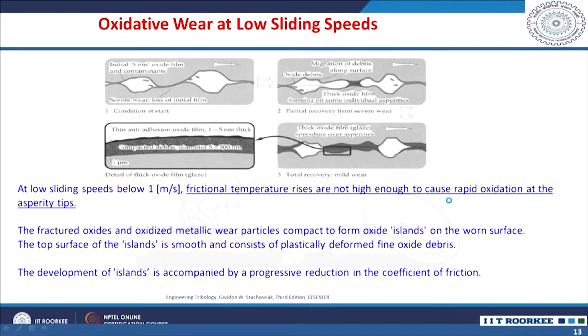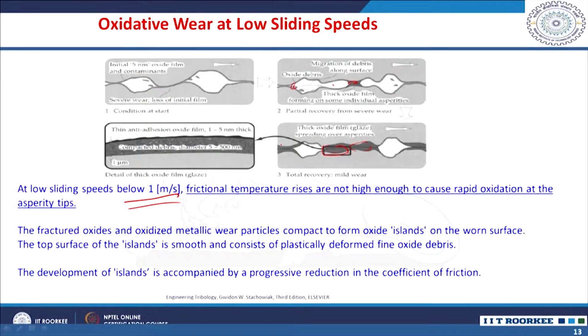Whereas, for oxidative wear at low sliding speeds, below 1 meter per second, the frictional temperature rises are not high enough to cause rapid oxidation at the asperity tips. So, the fractured oxides, you will see the oxide debris, right. These fractured oxides and metallic particles are oxidized and compacted to form oxide islands on the worn surface, right, oxide islands on the worn surface.